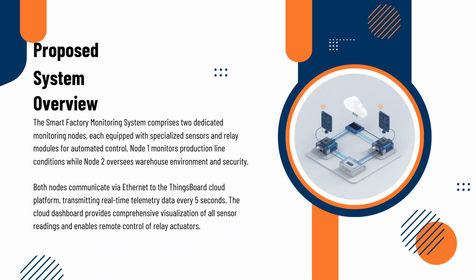The proposed system mainly contains two nodes. The first node is used for monitoring the production line where machines are operating. The second node is used for warehouse monitoring, focusing on environmental and safety conditions. Both nodes collect data using sensors and send it to the cloud. Users can monitor the data and also control the system remotely through a dashboard.